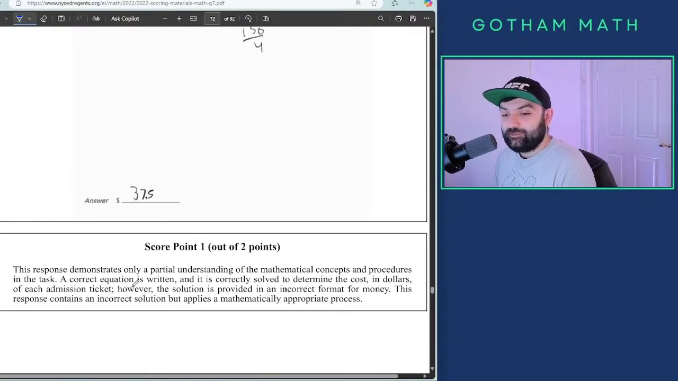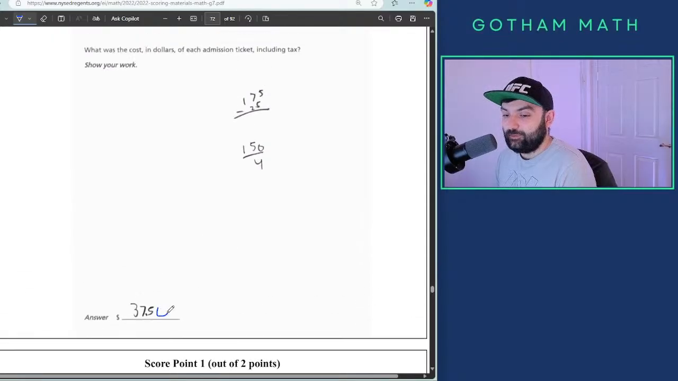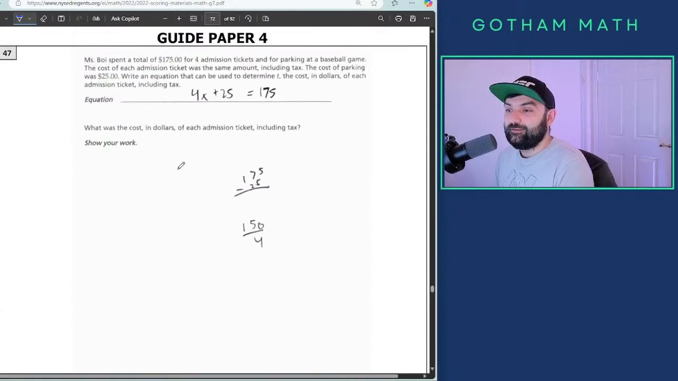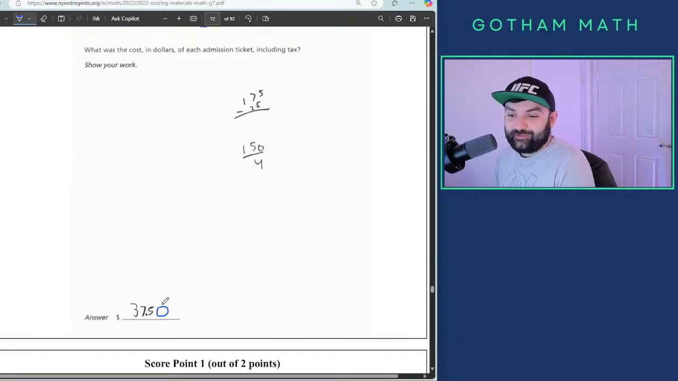Okay, let's see. The response demonstrates partial understanding between concept and procedures, in that a correct equation is written and correctly solved to determine the cost in dollars for each admission. However, the solution provided does not have the correct format for money. Oh my god, they're so dramatic. Yeah. Now, this deserves 1.5. But also, I think in a combination of not using T and not using a zero, that's already too much, right?